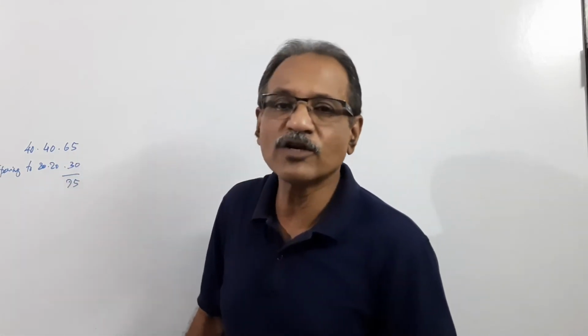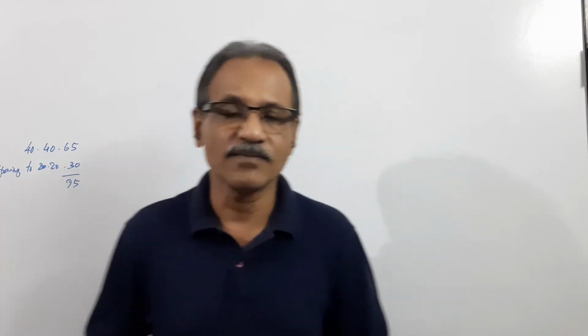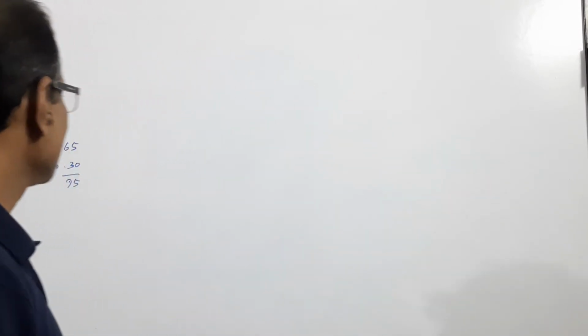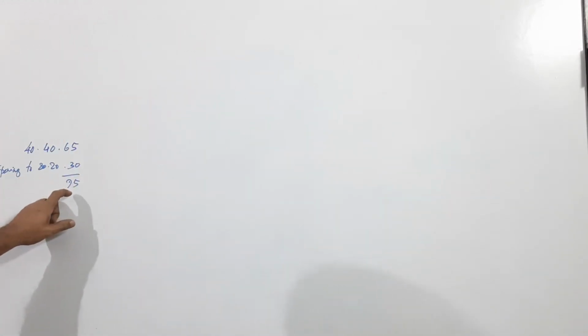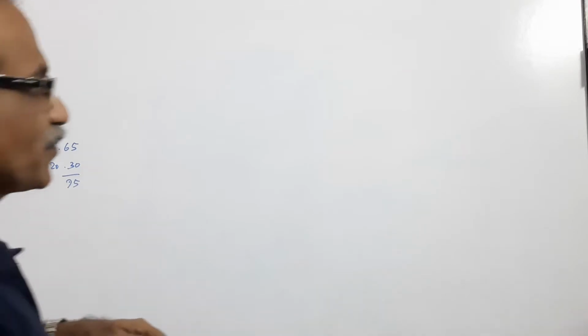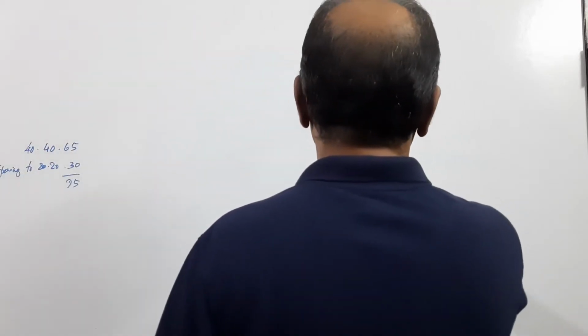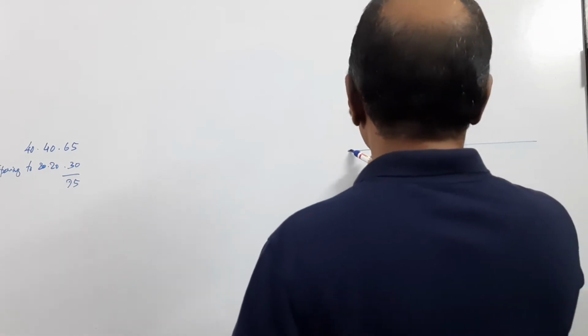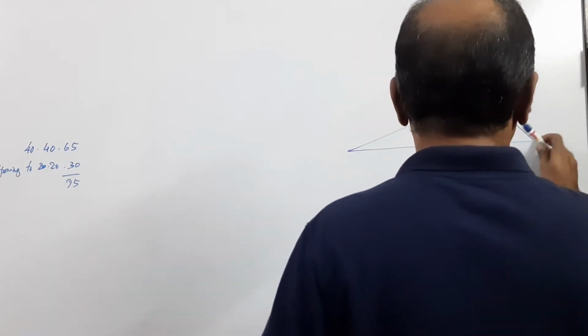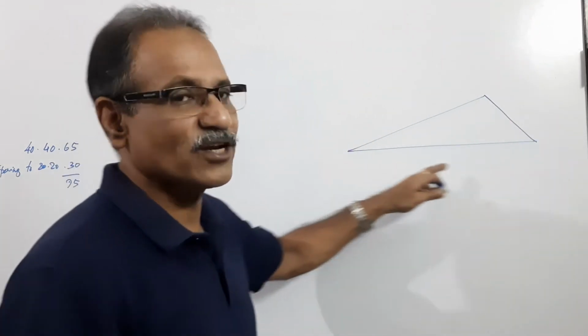What you have to do? You have to first of all draw an isometric scale. What is the length of the isometric scale? The length of the isometric scale must be 95. Okay. You know how to draw an isometric scale. Draw a line of 95 mm length.